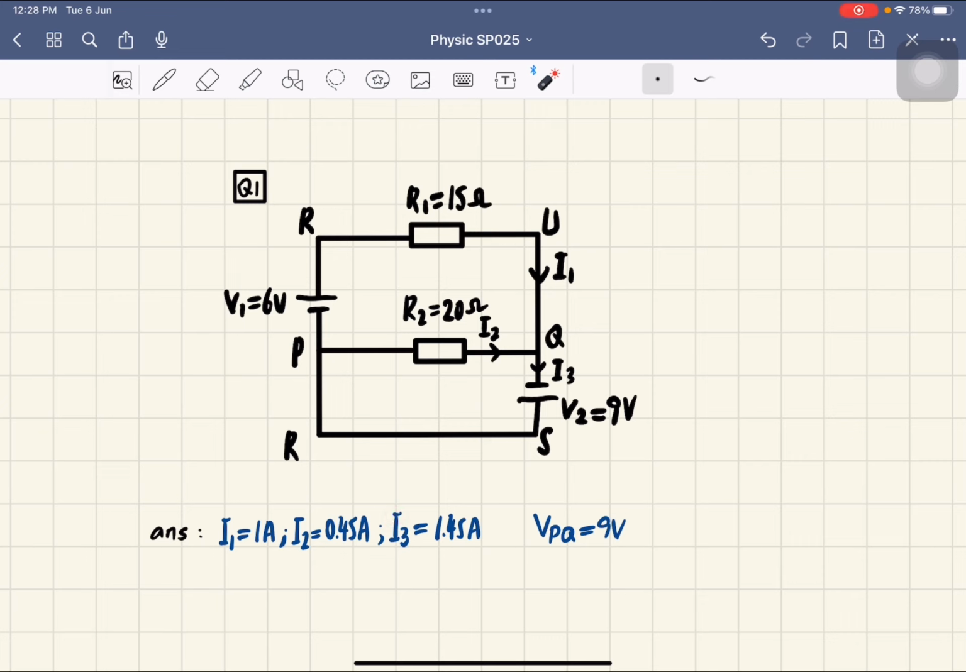And the second question is to find the potential difference between P and Q. So we are going to have 3 pathways, where the first pathway flows like this, then the second and the third. Okay, it's the end of today's video.